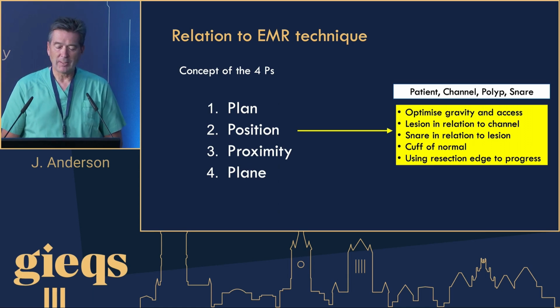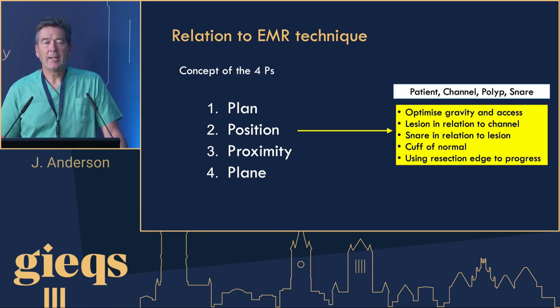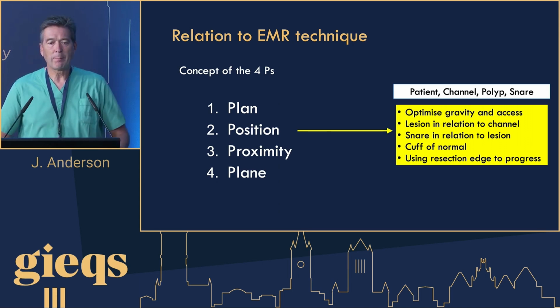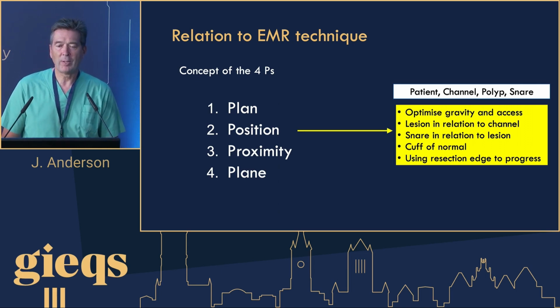And we've seen today already, you need a cuff of normal tissue. And I want to get into your head, if you're doing a piecemeal resection, that you use the resection edge to progress. And I would suggest to you that the easiest way to do a resection is largely anal to oral, if you're in the forward viewing position. So you start at the front of the lesion and you work to the back of the lesion. Front to back, and you can move left to right within that plane, but you basically move front to back. If you're in the retroverted position, it works the other way. You go oral to anal because you're back to front.